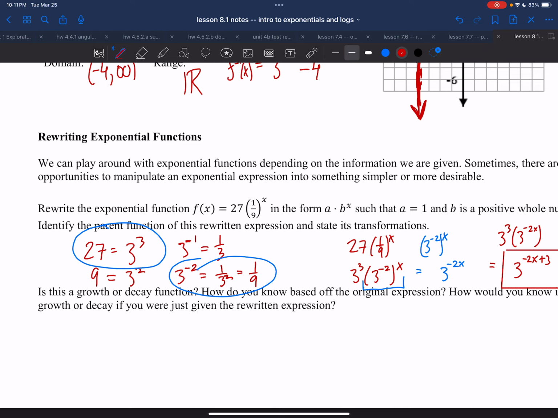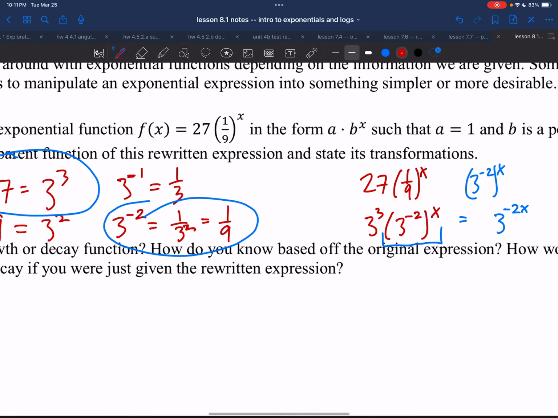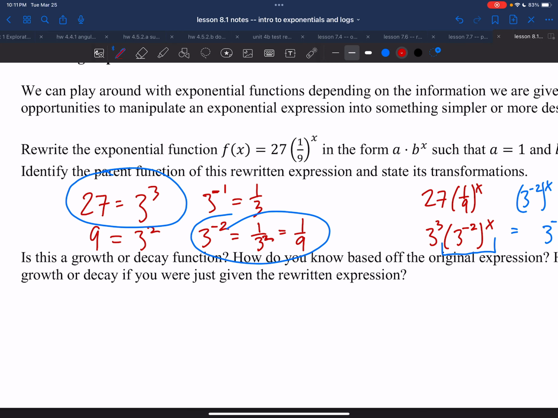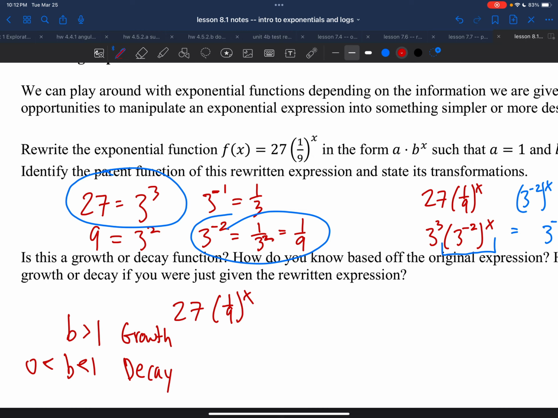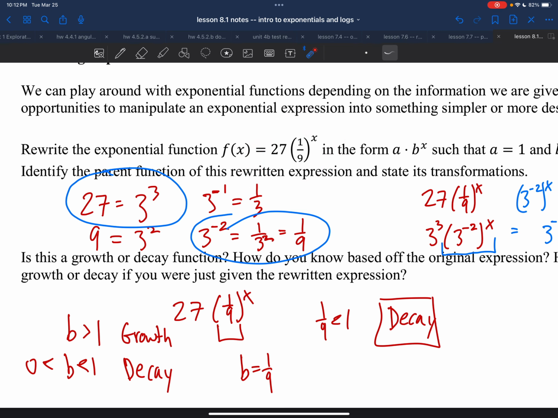Now, there is a follow-up question. Is this a growth or decay function? This is a pretty good question. So if you look at the original function, 27 times 1/9 to the x, right? Well, how do you know if something's growth or decay? Well, in the first part of the video, if the base is more than 1, it's growth. But if the base is less than 1 and positive, then it's decay. The base in this case is 1/9. b is 1/9. That means 1/9 is less than 1. Therefore, this is a decay function. Yeah? So looking at this, you know that this function is a decay function because of the 1/9.